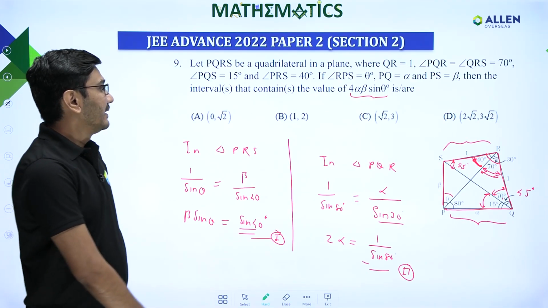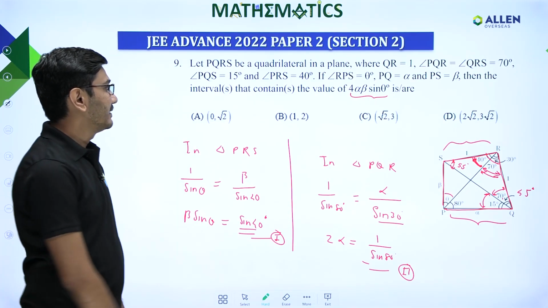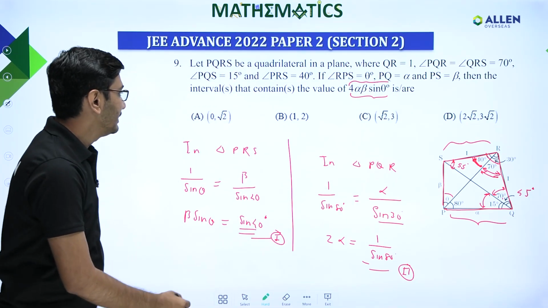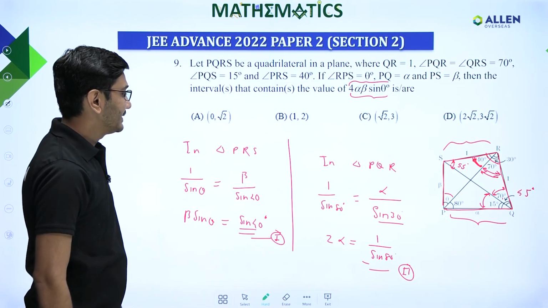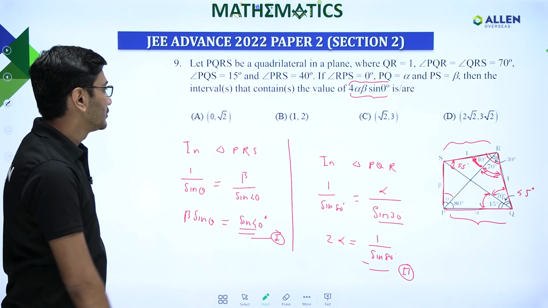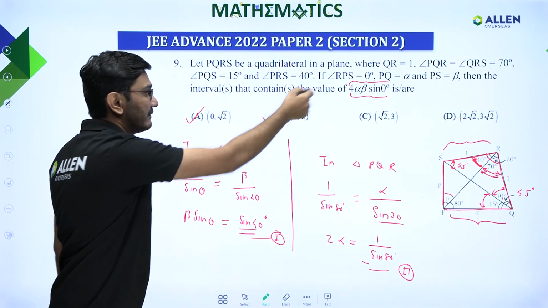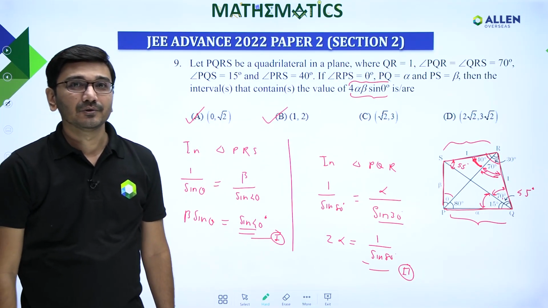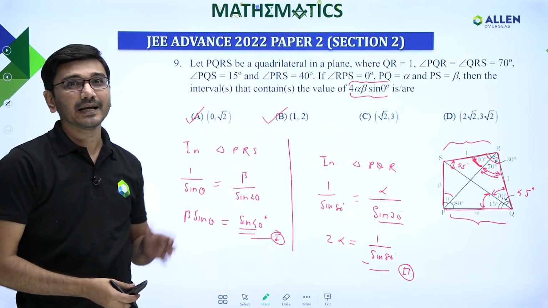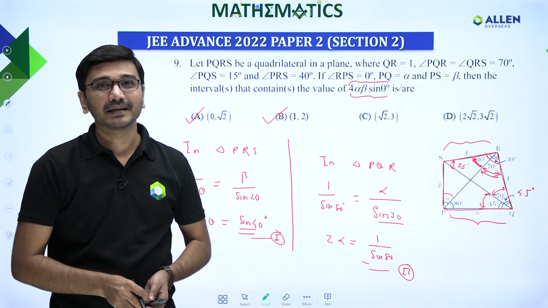Come back and see, the question is asking in what interval this value may lie. Definitely the value of 4 alpha beta sin theta lies between 2 by root 3 and root 2, which means it is lesser than root 2. So these are the two options where that value may lie. The question was in what interval 4 alpha beta sin theta is contained. So A and B are the only two options where it will be contained.